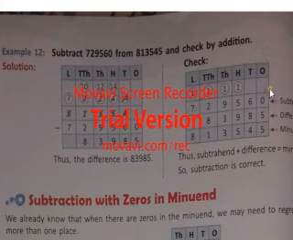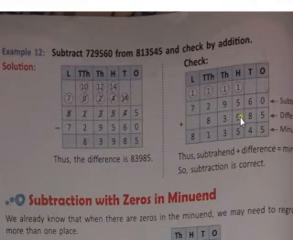Then both have been added: 0 and 5, 5. 8 and 6, 14, carry 1. So 5, 1, 6. 6 and 9, 15, carry 1. So again 9, 1, 10. 10, 3, 13, carry 1. 1 and 2, 3. 3 and 8, 11, carry 1. So 7 and 1, 8. How much did it come to?